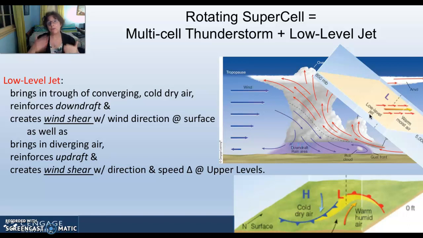So in a rotating supercell, it's known for having a low-level jet in here that is usually right out of the warm, humid air that's convecting up from the maritime tropical air mass in the Gulf of Mexico. So in that case, what you've noticed here is that this is now an occluded front that has developed for a supercell thunderstorm, and now this is going to be either a cold occluded front or a warm occluded front.